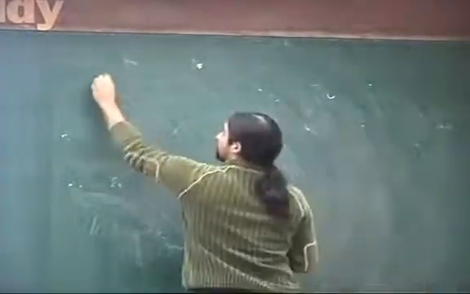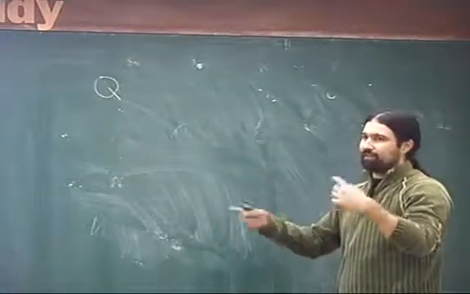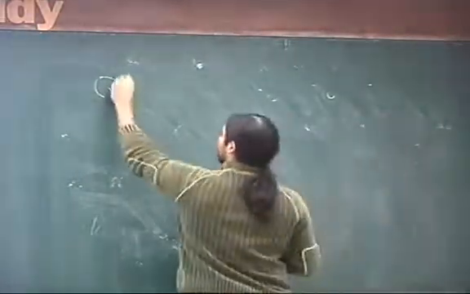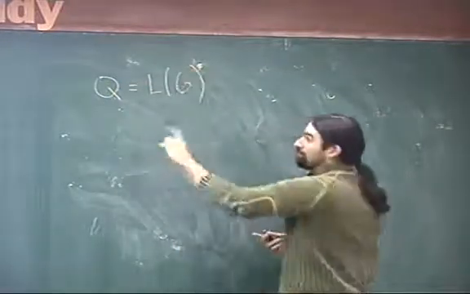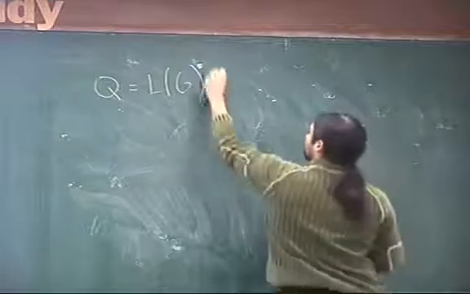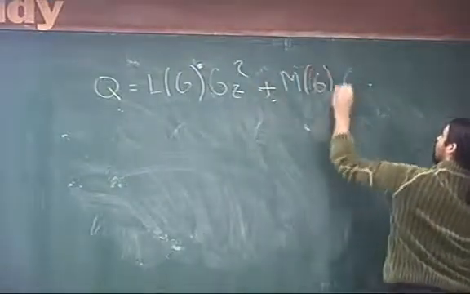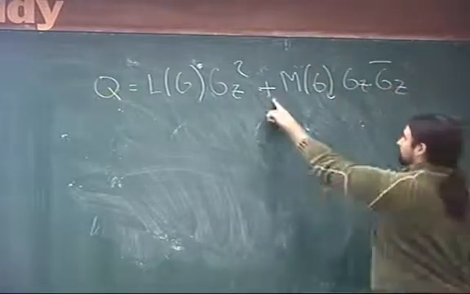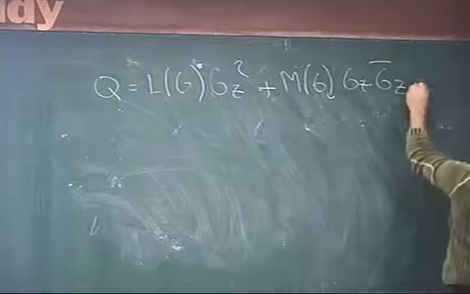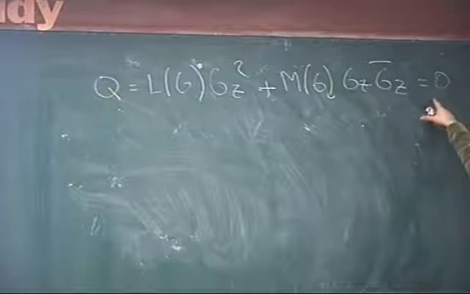So I was looking for something like this. Some L(G) set bars, plus M(G) set, G bar set. So what I want, if I write it in terms of the Gauss map, capital G, of this sphere, it would be something like this. And I want it to be 0. I want some differential like this, which is 0 on the sphere.